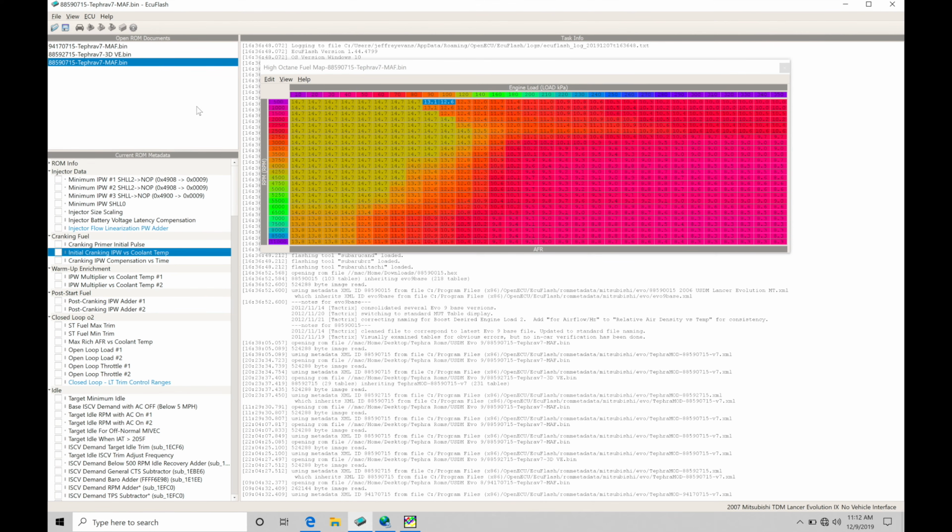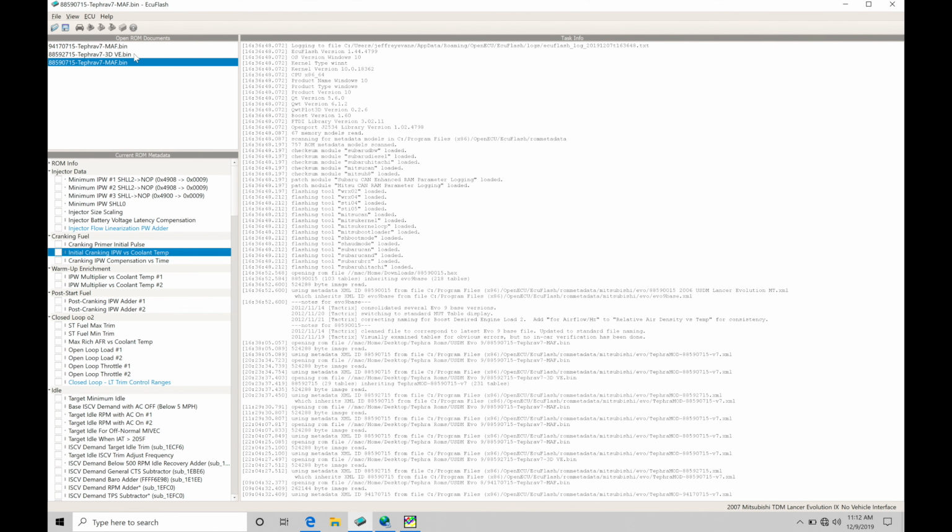Now, let's take a look at our speed density here so we can just quickly go through this. In our speed density mode.